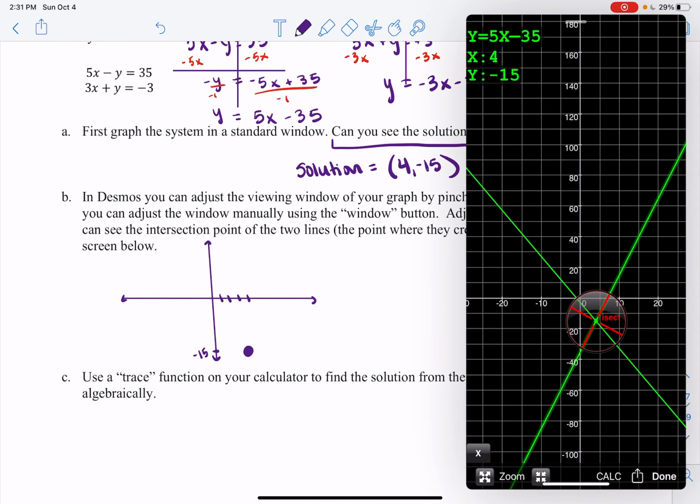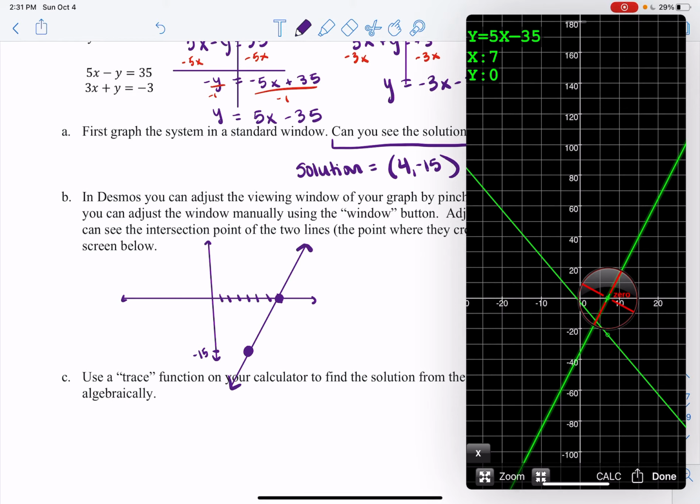So let's go back here and find another point for this line. I see that this one has an intersection at 7, 0. So I'm at 4, 5, 6, 7. So I'm going to put a point right here, and then I'm just going to do a little sketch of this line.